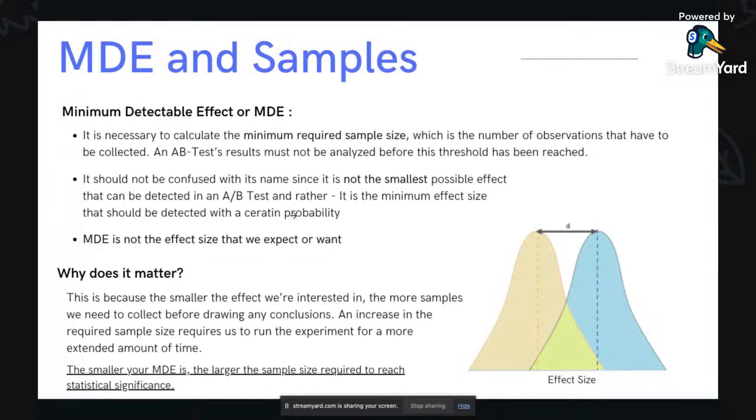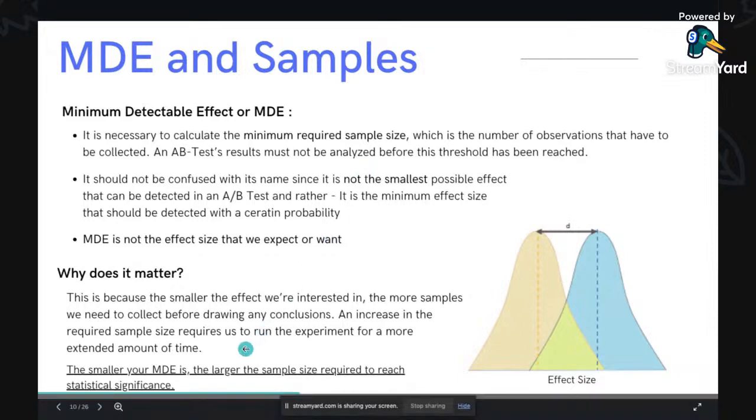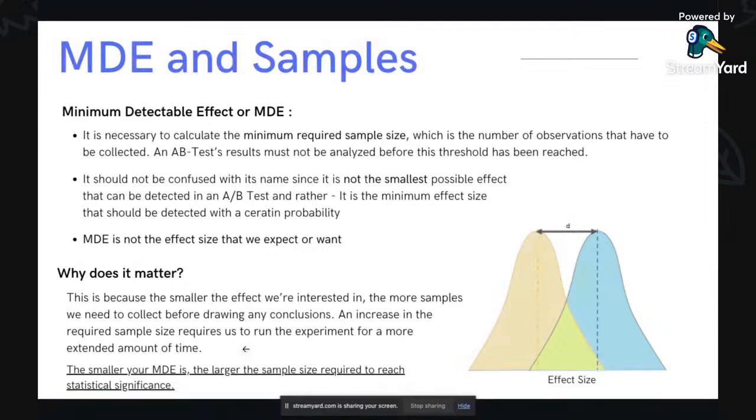So there's a difference when you have to prove a difference in quality for 50% versus a difference in quality for 2%. This 50% and 2% is the effect that we're talking about here. And the smaller the effect, the more samples we need to collect. An increase in the required sample size requires us to run the experiment for a more extended amount of time. So the smaller your MDE, the larger the sample size required to reach statistical significance.